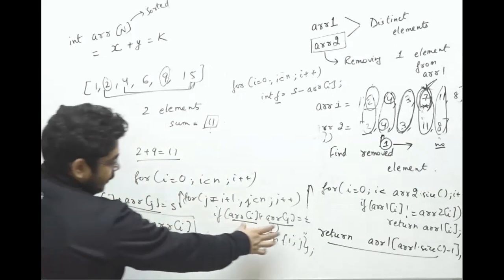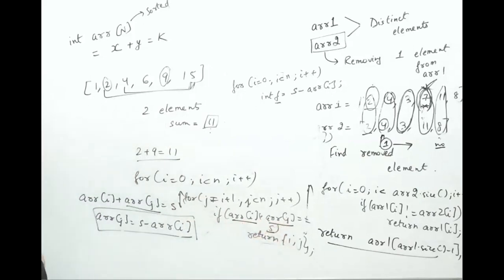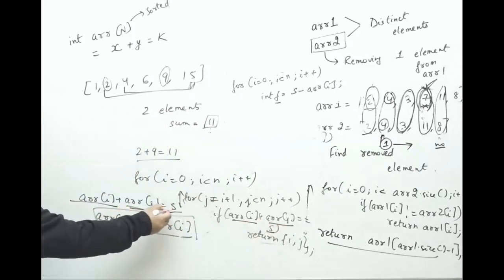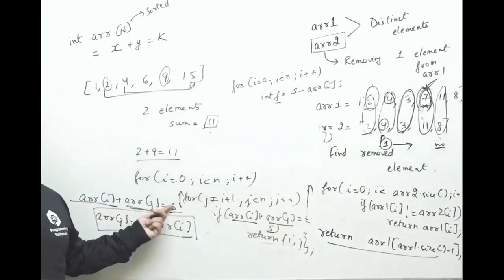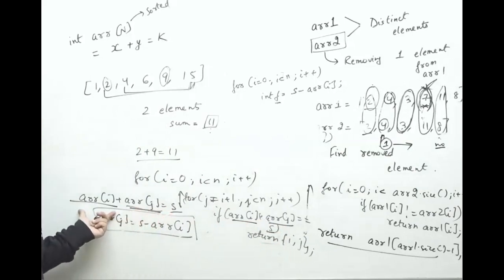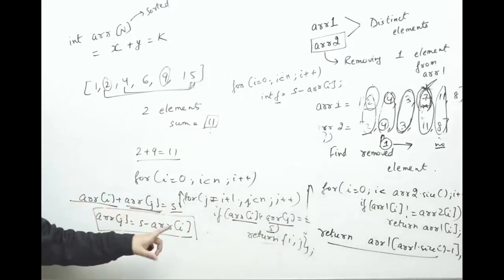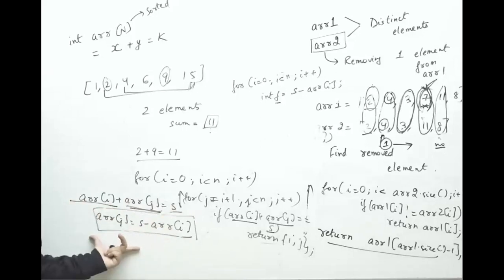So what are we doing here? Let's look at this. We are finding one element and a second element whose sum is S, right? Essentially, we are doing this. So if I fix one element, can't I say the other element is just S minus array[i]? Do you agree with this?